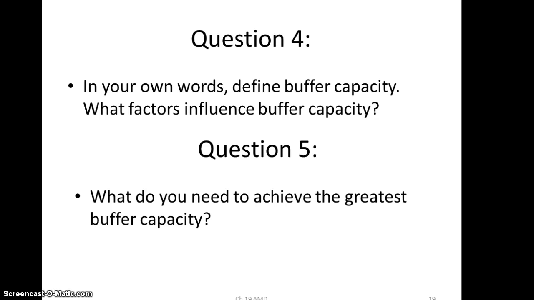So question 4, in your own words, define buffer capacity. And it might help to give an example or something. And what factors influence the buffer capacity? And in question 5, what do you need to achieve the greatest buffer capacity?